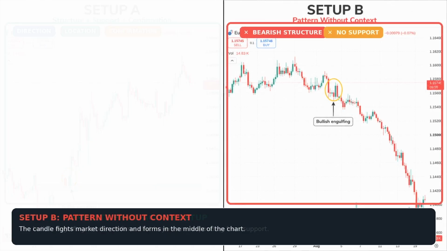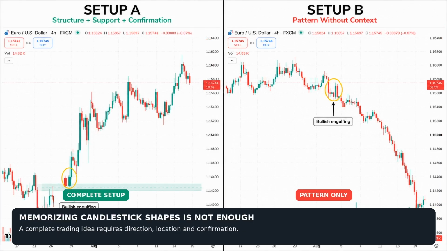Now examine setup B. The bullish engulfing candle looks impressive, but the broader structure is bearish. It also forms in the middle of the chart rather than at meaningful support. The candle is fighting the market's direction and has no strong location behind it. Setup B contains a pattern, but it does not contain a complete trading idea. This is why memorizing candlestick shapes is not enough.